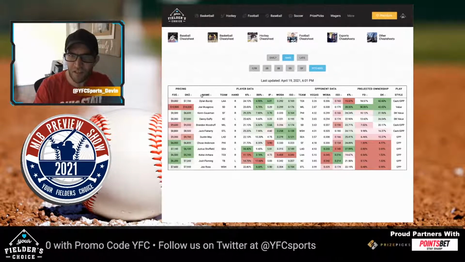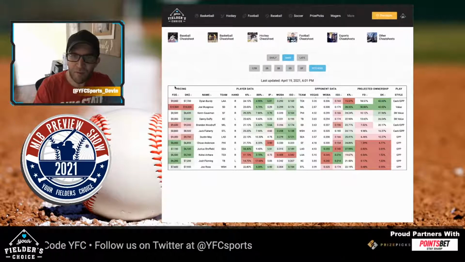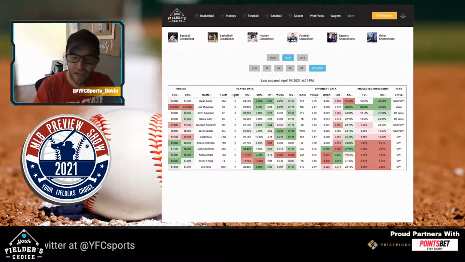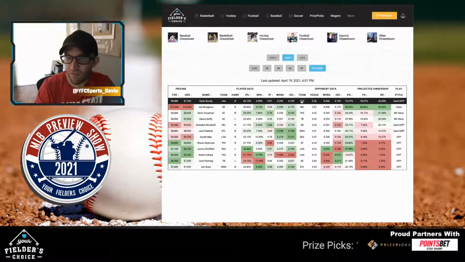So what we're looking at here is a lot of info. We've got your player pricing, player name, team, and hand, which is the hand the pitcher throws with. And then we've got some player data. The cool thing to know about this player data is that it is based on the opposing team's final lineup.